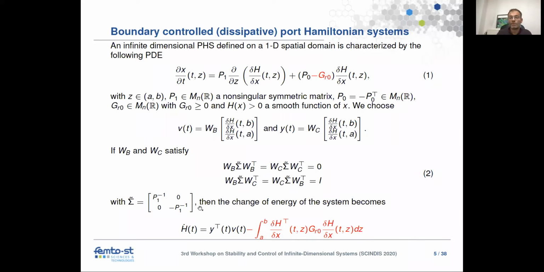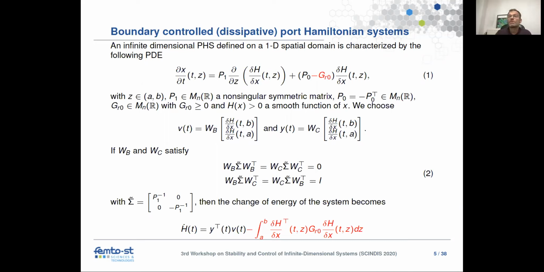And we see that from this parameterization of the input and the output, we have this impedance passive formulation, and the dissipation just adds a positive term such that the derivative of the energy is decreasing with respect to the dissipation in the domain.